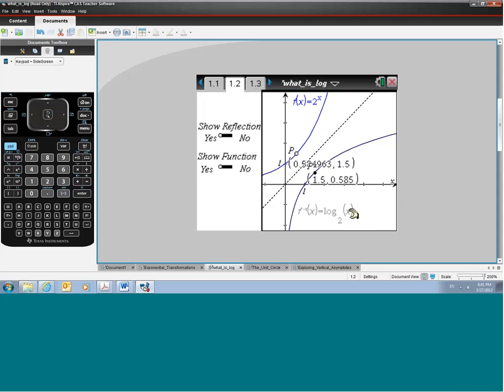Introduce the idea that we're reflecting, because the domain and range were all real numbers, and then positive numbers. Then we flip those. So now the domain becomes positive numbers, and the range becomes all real numbers.